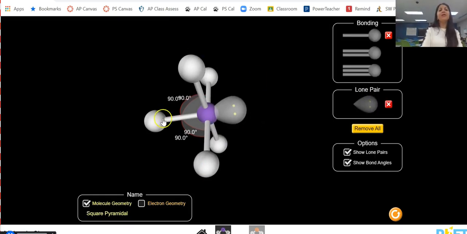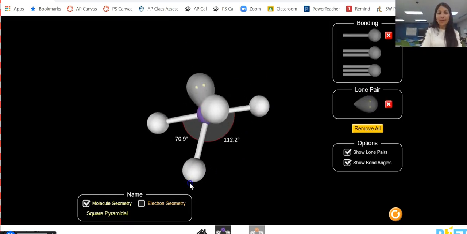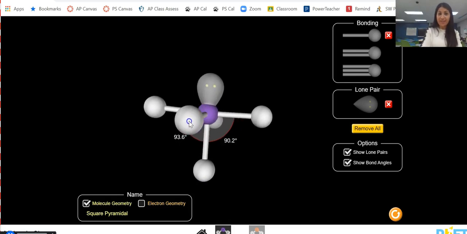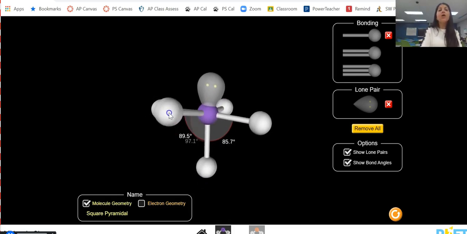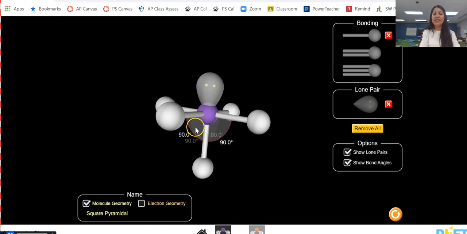Okay, let's add a lone pair of electrons. What happens? Well, we get a square, so it is the perfect square with 90 degree angles between them, but we also get this pyramid shape. So it's a square pyramid, okay? These are all 90 degree angles, okay? All right, so that's it for having 6.